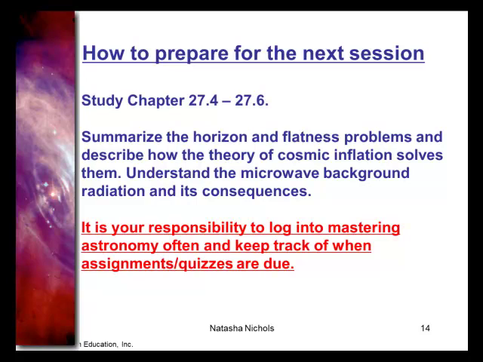Study Chapter 27.4 through 27.6 and be able to summarize the horizon and flatness problems and describe how the theory of cosmic inflation solves them. Understand the microwave background radiation and its consequences.